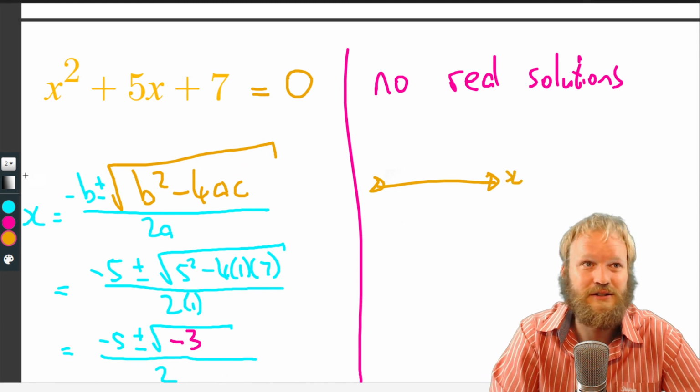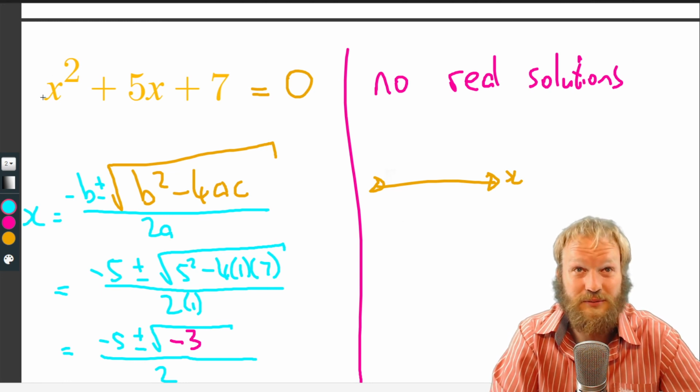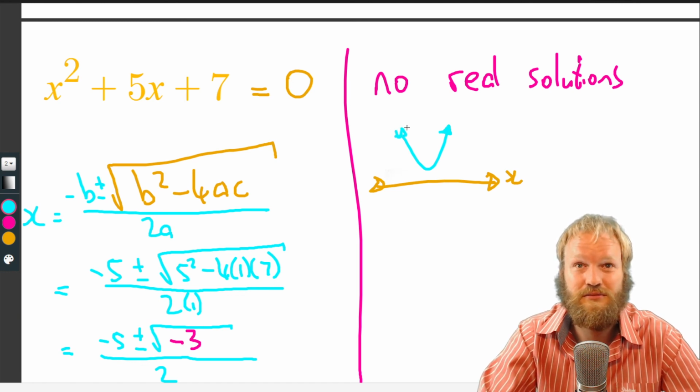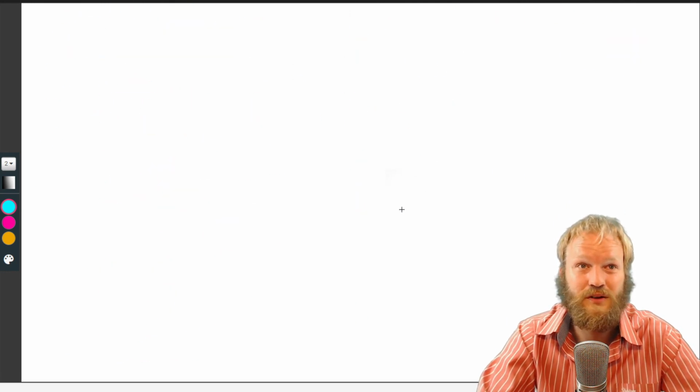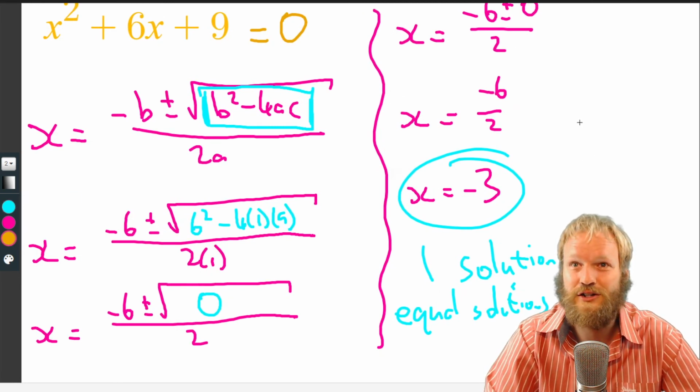Here's our x-axis. Happy or sad parabola? Happy, because the positive x squared. How many solutions did we have, and therefore how many times does it cross the x-axis? No solutions. No crossing the x-axis. There it is, not touching. Last one. Where can I squeeze it in? Up here.